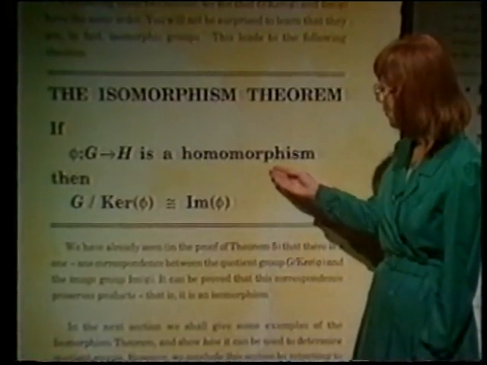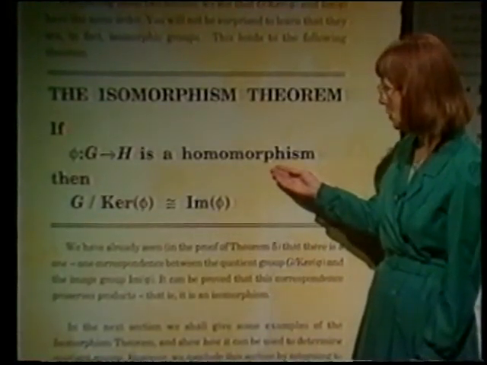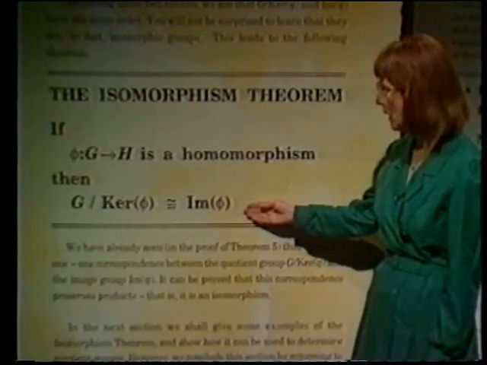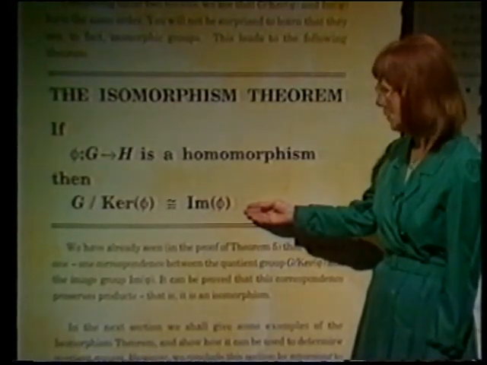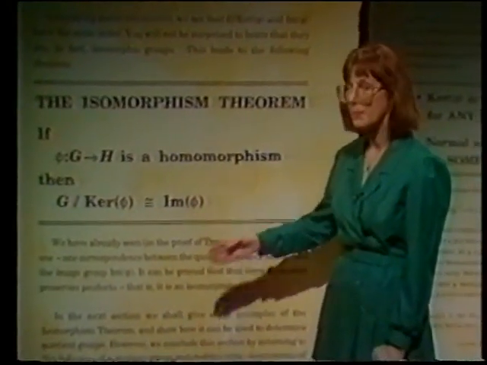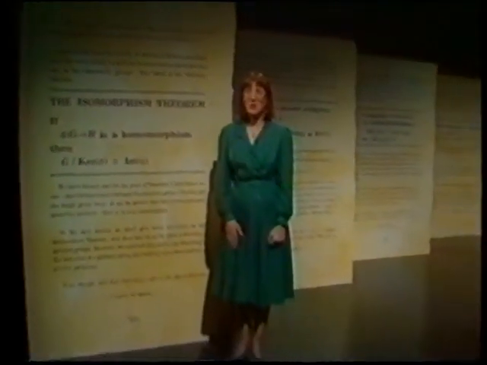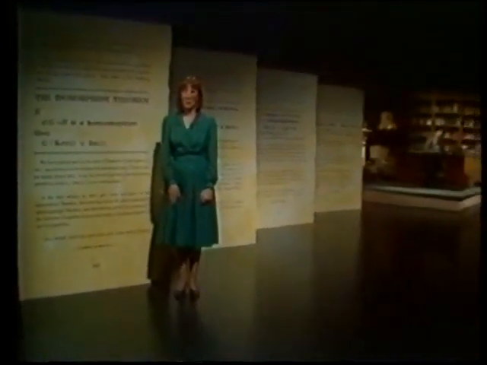For any homomorphism phi between two groups G and H, the quotient group G over the kernel of phi is isomorphic to the image of phi. And now we can use this theorem to answer the two questions David asked at the beginning of the program.